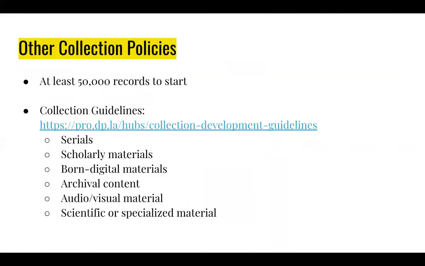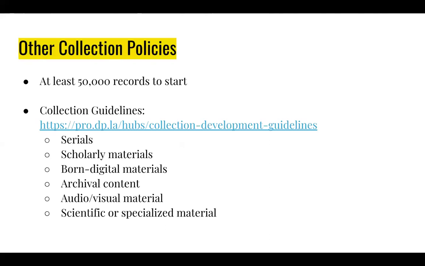A couple of other collection policies. You need to have at least 50,000 records for us to get started. That's just to help us use our own resources wisely. It also means that you'll probably have been able to encounter and work out a lot of issues that you might have in your own aggregation before we get started.